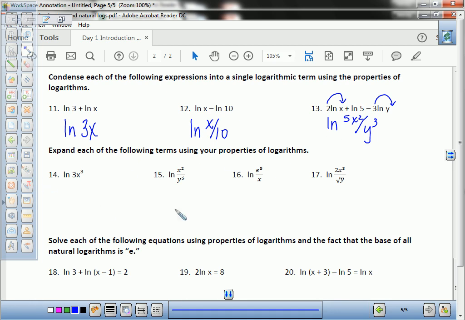All right, now these go the other way. So we're starting with a single logarithm and we're expanding it as much as we can. So the first step would be to break up that multiplication into addition. And then what can we do with the power? Put it in the front. We can put it right in front of that natural log. So it's natural log of 3 plus 3 natural log of x. All right, you try. Number 15.